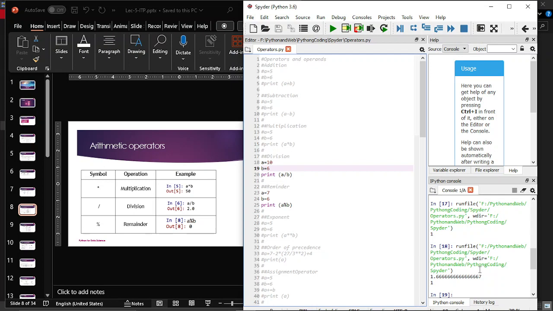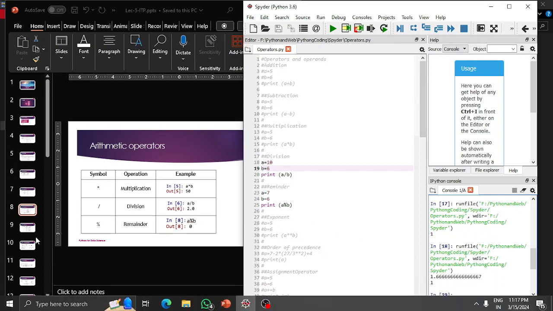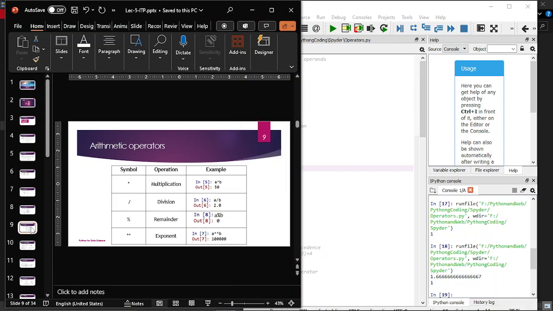So here what I am getting is not the remainder but the quotient. Please know the difference between the remainder and the quotient here. So we will see what the next operator is.